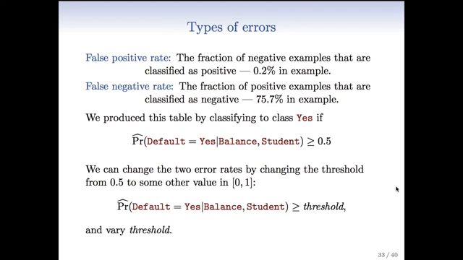In some cases, especially for these kinds of screening examples, you may want to change the false positive and false negative rates and skew them to one side or the other. Right? And you can do this by changing this threshold. Instead of classifying to default if it's bigger than 0.5, you can change the threshold and maybe make the threshold smaller, so that you can catch more of the high-risk cases for default.